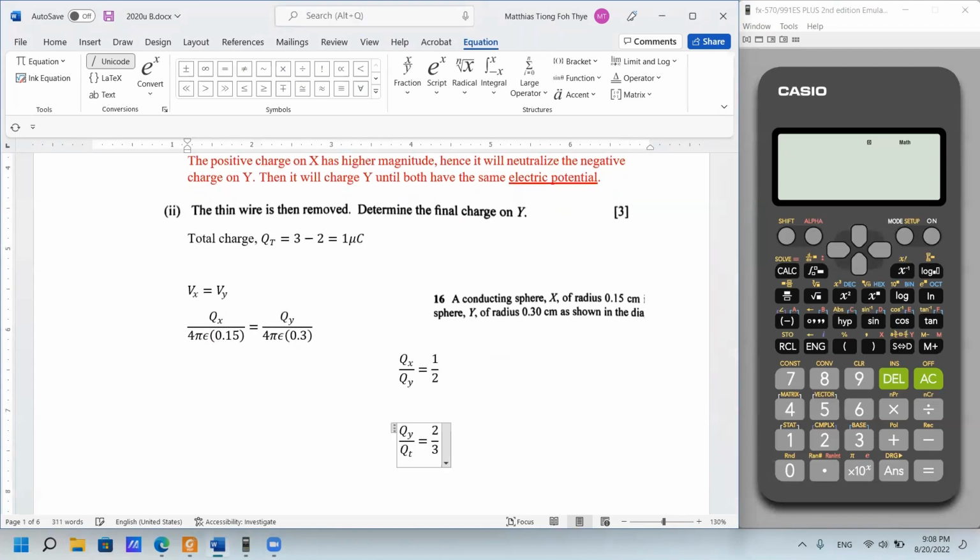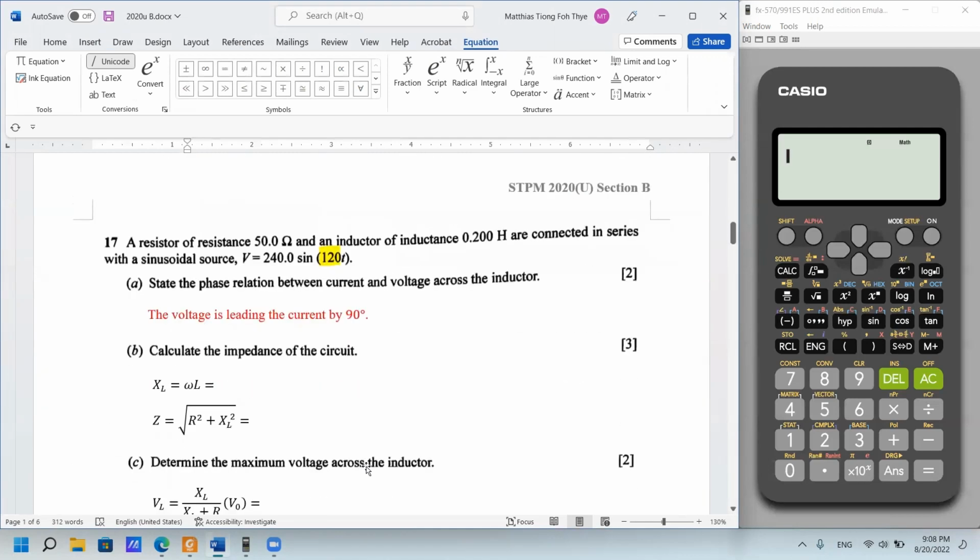And from here, the charge of Y is equal to 2 over 3 multiplied by the remaining charge, 1 microcoulomb. So it is equal to 0.67 microcoulomb. So that will be the final charge on Y. So proceed to question 17.